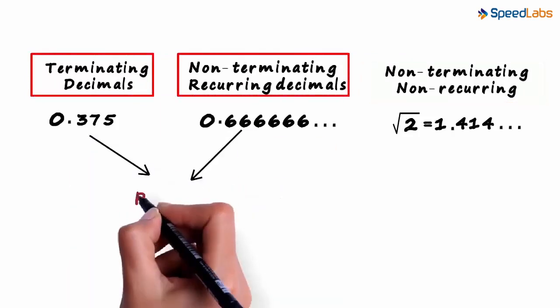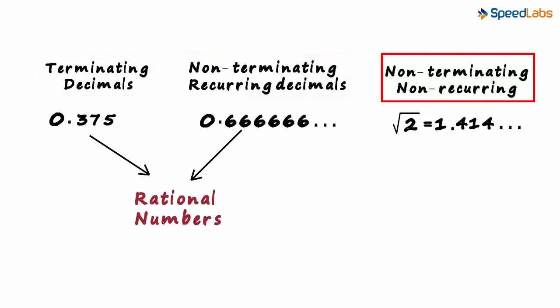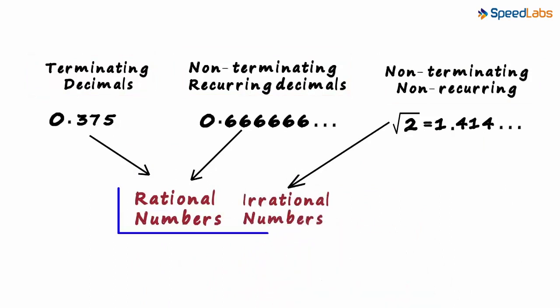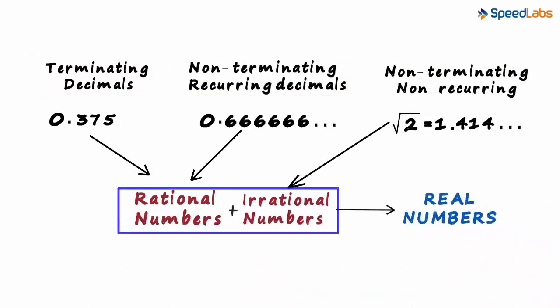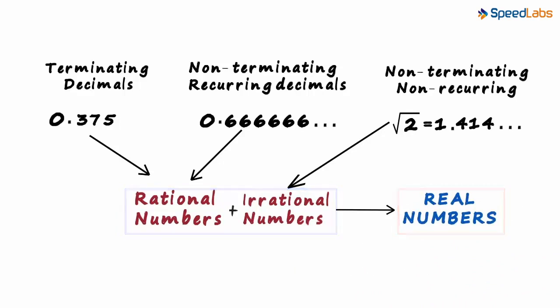These two categories together are called rational numbers, and the numbers in this category are called irrational numbers. These two categories together form real numbers. This is the other definition of real numbers. Rational numbers and irrational numbers together form real numbers. In the second part of this video, we will look at all the categories real numbers comprise of.